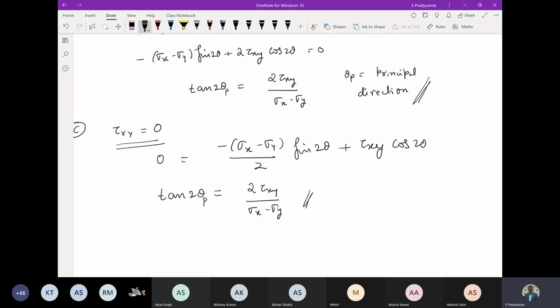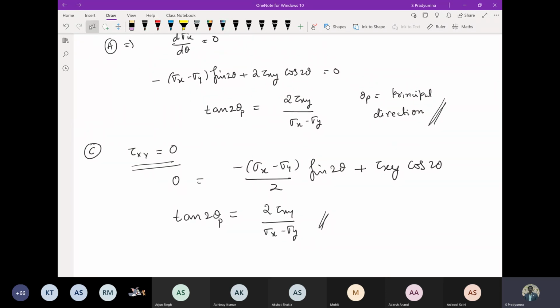That means I can conclude that on the principal direction, a principal plane, the shear stress is equal to 0 and the values of the normal stress are the extreme values. These are the two conclusions I can make from these two operations: from equation A, taking the derivative with respect to theta and equating it to 0, and then from equation C, by setting the shear stress on a plane to 0 and finding that particular plane. These two are the same. So on a principal plane, the shear stress is 0 and the normal stress values are extreme values.